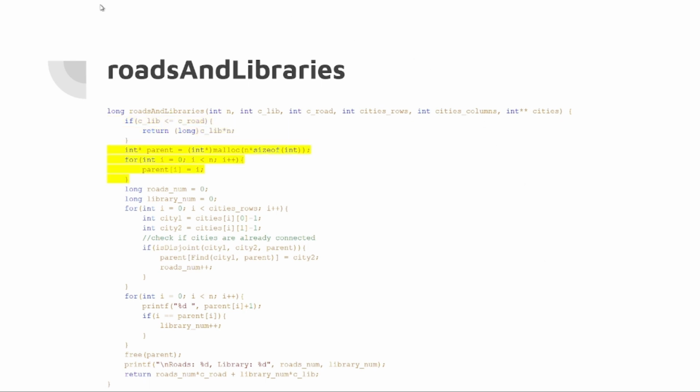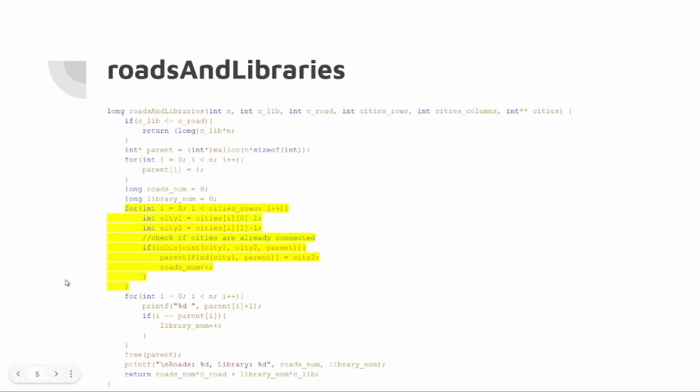To keep track of the roads we've already decided to build, we'll use an array and set each element's value to its own index because we already know that each city is connected to itself. In this array, the index corresponds to a city and the value is a city it connects to.